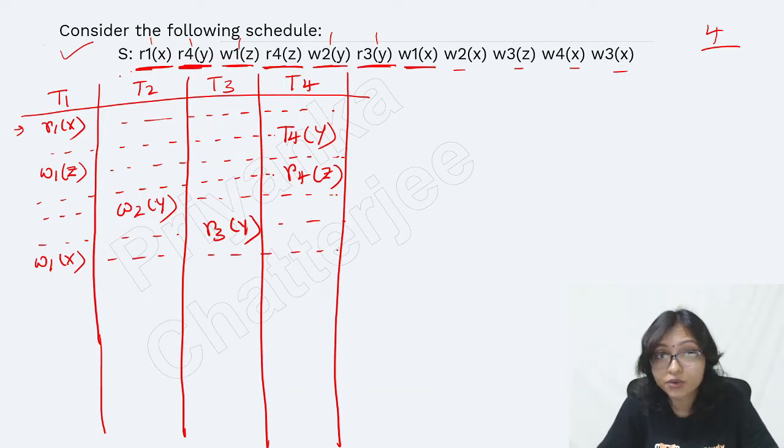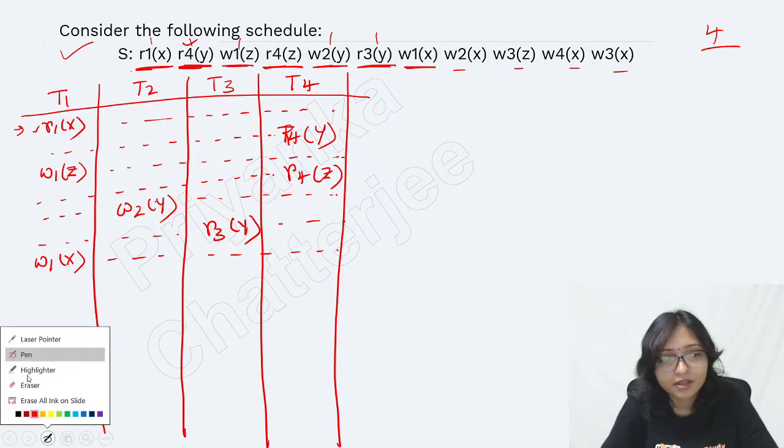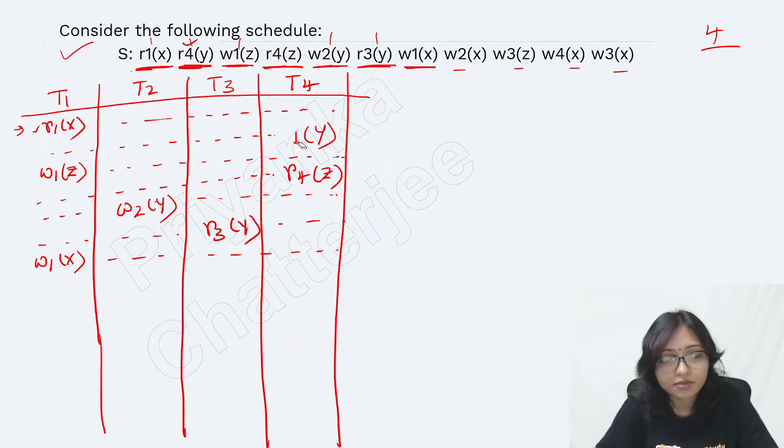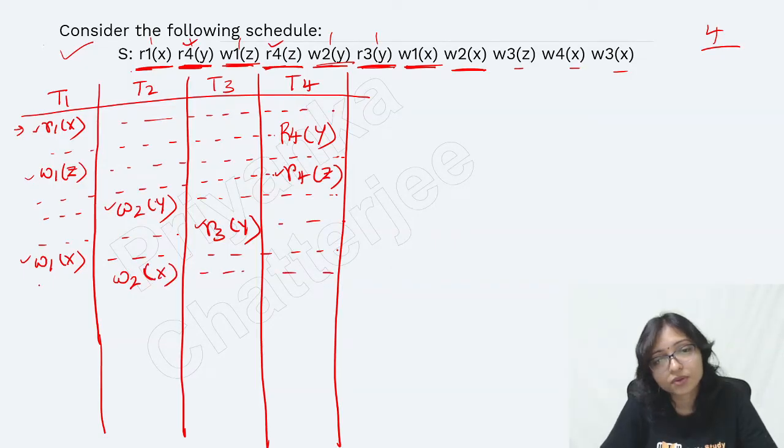Till now, what did I do? R1x is here. Now R4y. Then W1z. Then R4z. Then W2z. Then R3y. Then W1x. Now the next one is W2x.